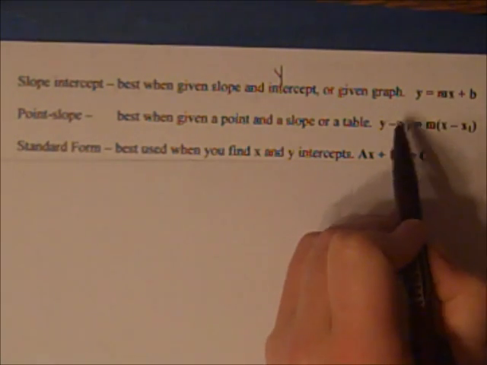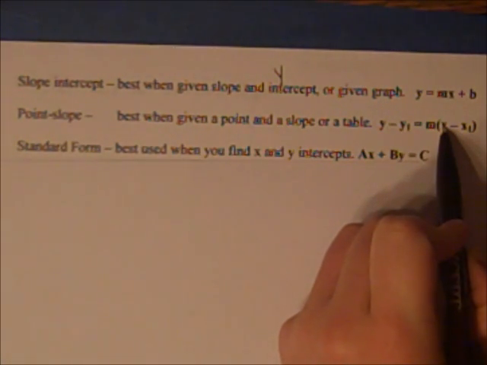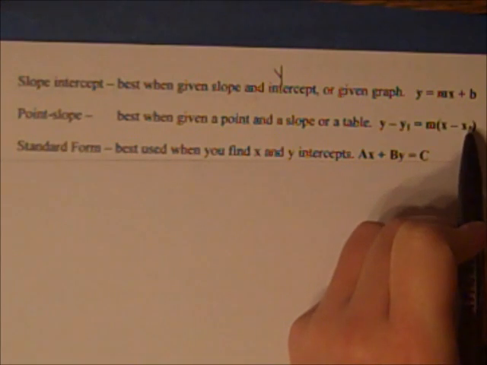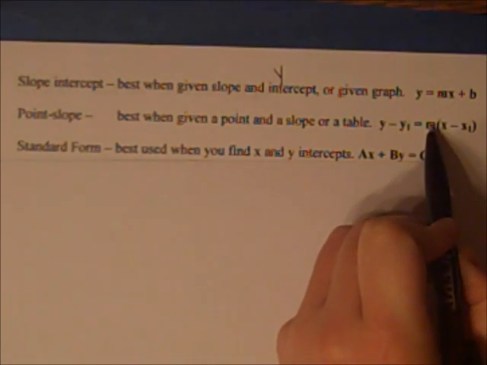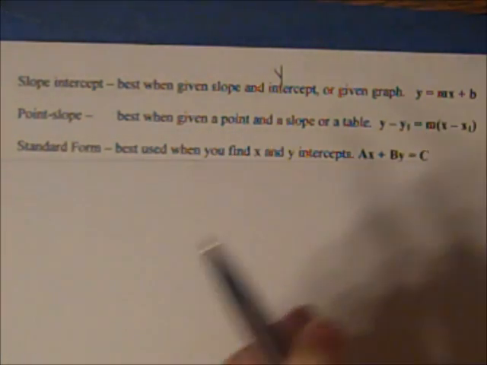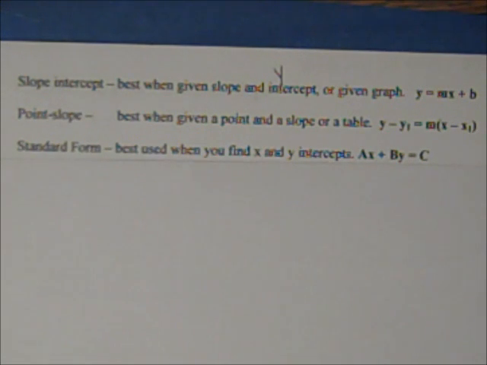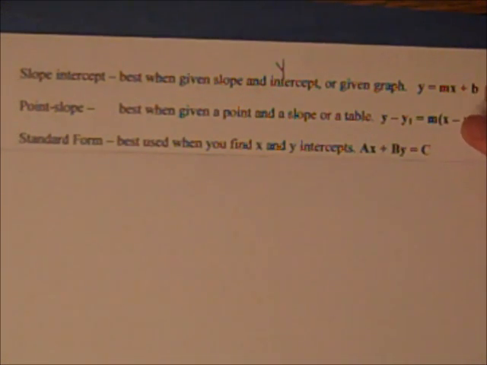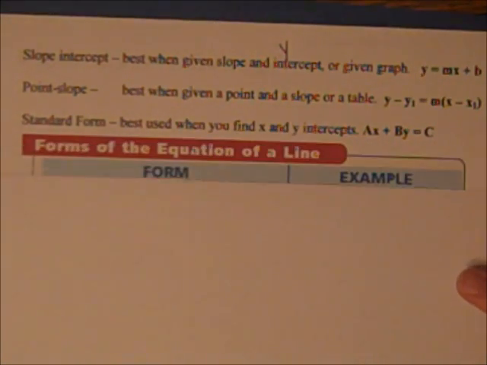Remember, this y and this x will stay in the equation, and you will plug in the coordinate point into x1, y1, and you'll plug in the slope, but the y and the x will stay. Standard form is best used when you want to find the x and the y-intercepts, and we don't use this one too much now, but you'll use it a lot in Algebra 2. Go ahead and fill this in on your vocabulary chart, okay?